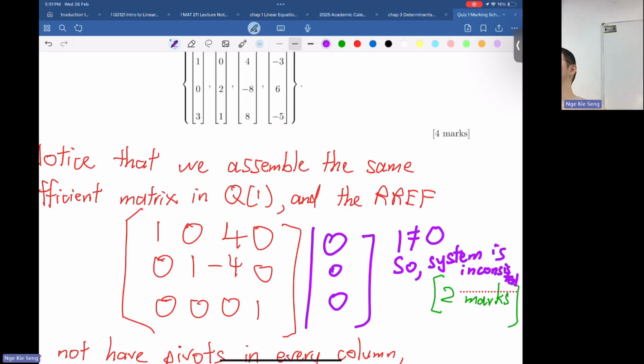But I want you to listen carefully now. Sure, 1 is not equal to 0, but this is not how you read this. How should you read this? This is C4 equals 0. This is the coefficient for your variable.